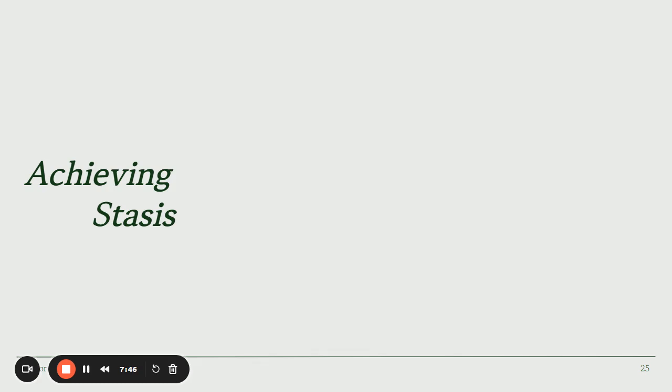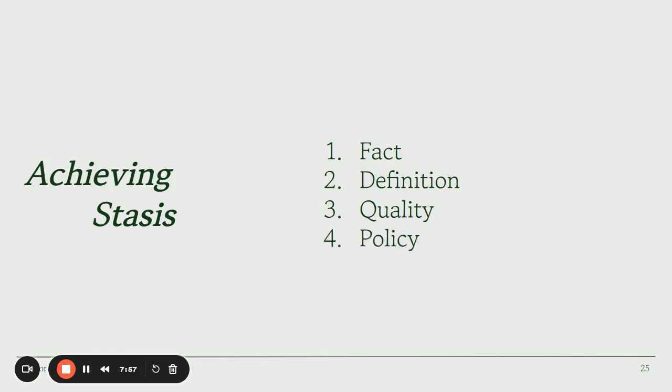All right, there are 4 traditional stasis points. You can almost think of these as the common topics, but for the Narratio. They are fact, definition, quality, and policy. Let's take these individually.